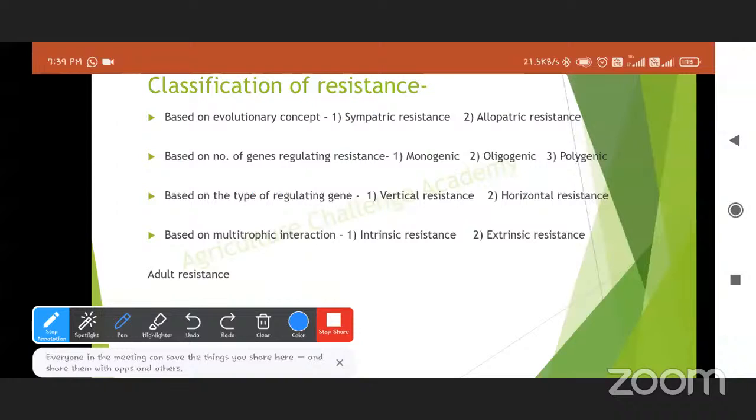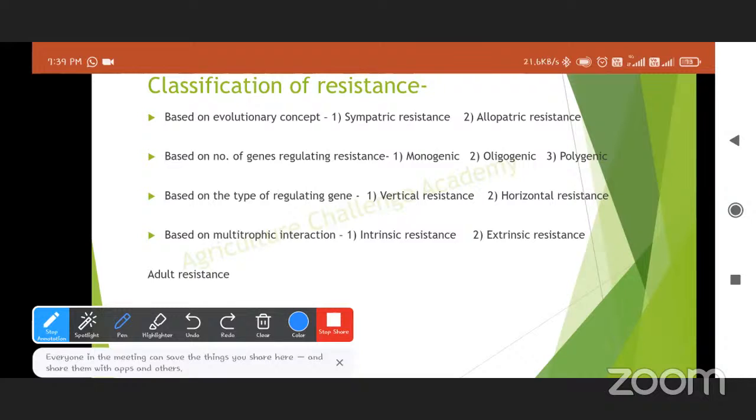There is one more basis, that is based on multitrophic interaction. Based on multitrophic interaction, it is very much important. And one more point I forgot to discuss here in vertical and horizontal resistance.